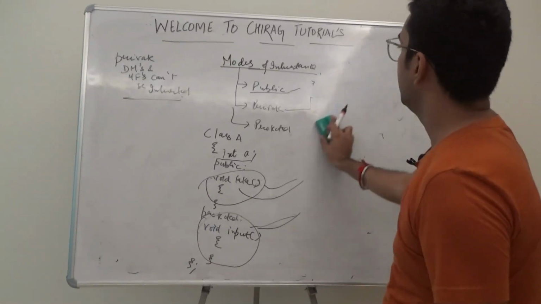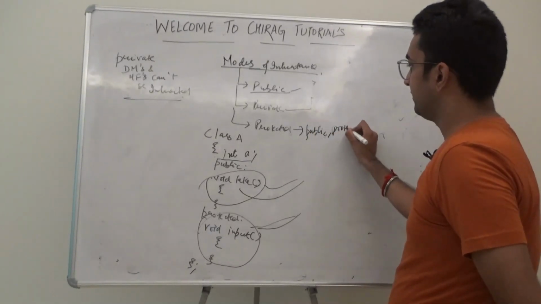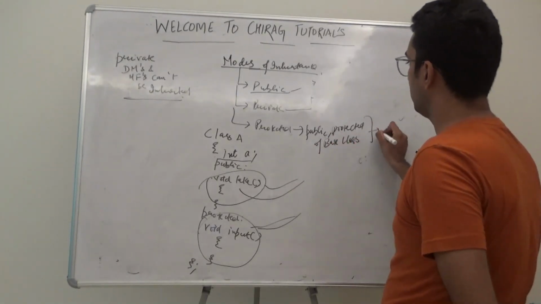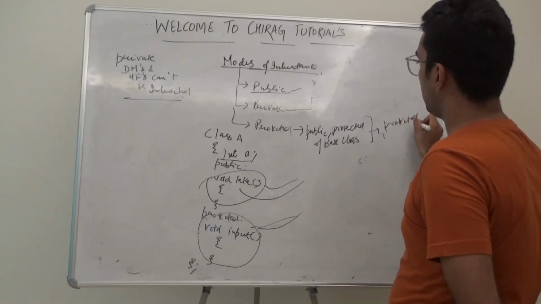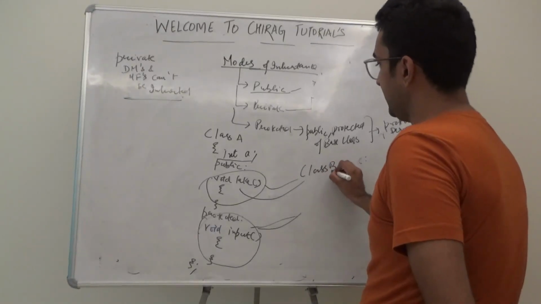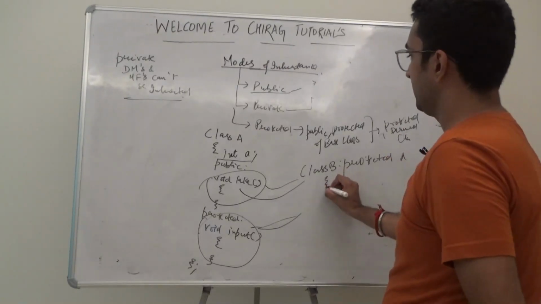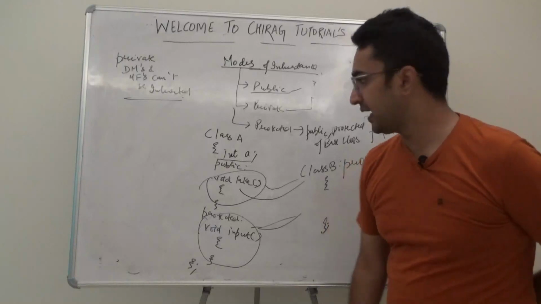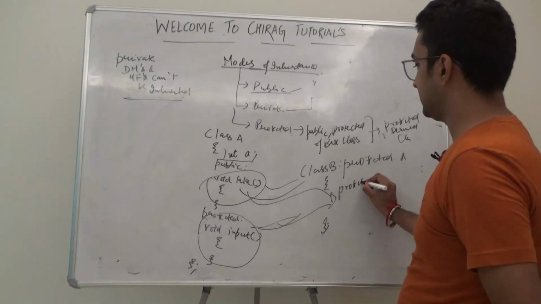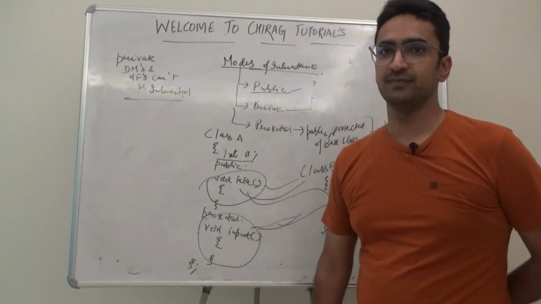And similarly protected mode also works, so that public and protected of base class by default will go in protected section of derived class. It means if I write class B protected A, by default this void take and void input will be created in protected section of class B. That's how it actually works.